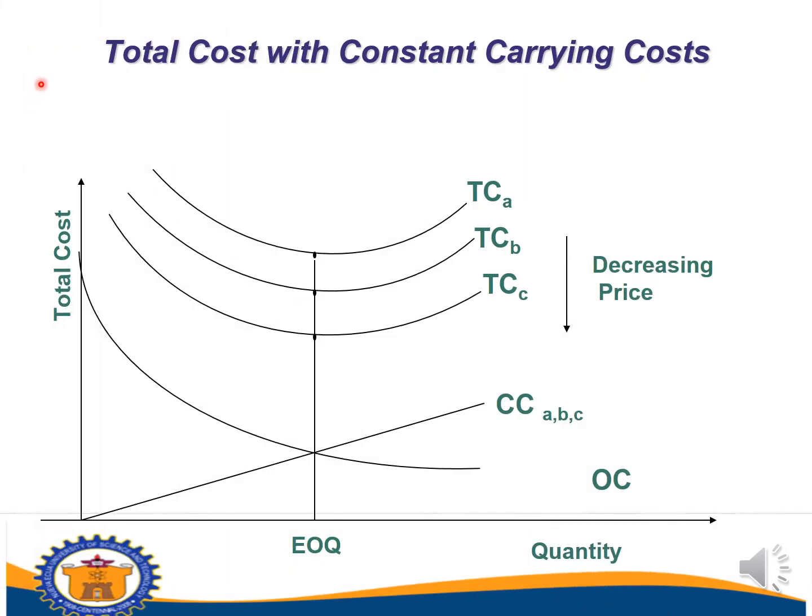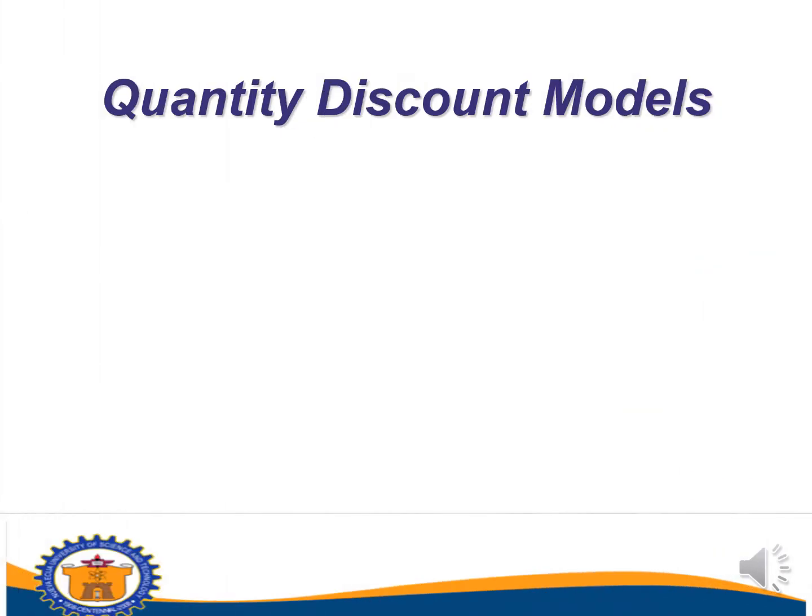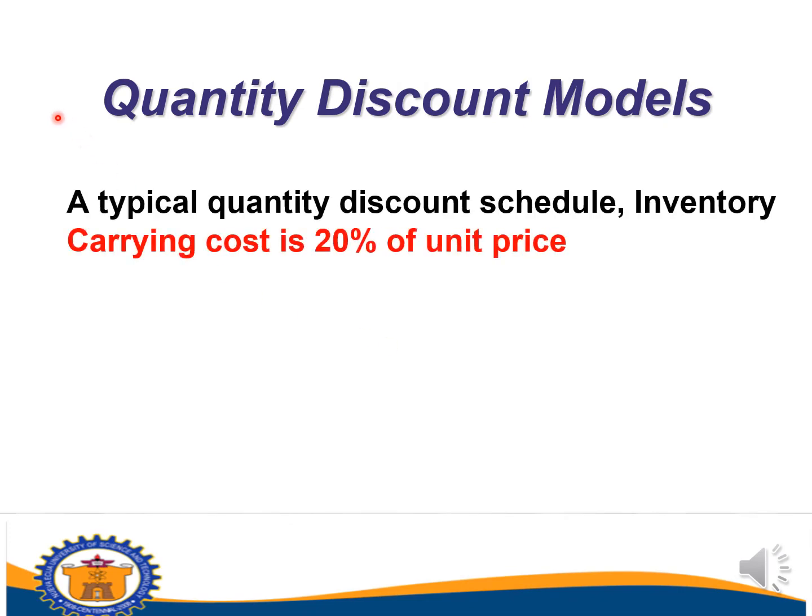This is an example of total cost with constant carrying cost. In this case, there is a single minimum point where all curves will have their minimum point at the same quantity. On the other hand, total cost with a varying carrying cost is expressed as a percentage of the unit price. Each curve will have a different minimum point. We will now proceed to the quantity discount model.